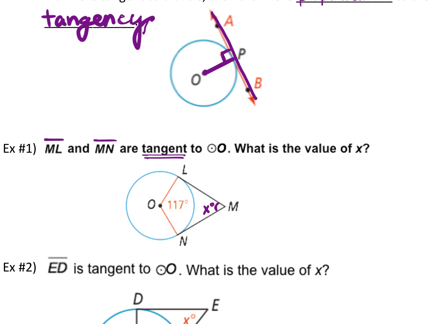What do we know? There's a 117-degree angle. We know that. Why would they tell us these are tangent? Because it means they're 90. It means they are perpendicular. So that means you have a 90-degree angle right here. That means you have a 90-degree angle right there.